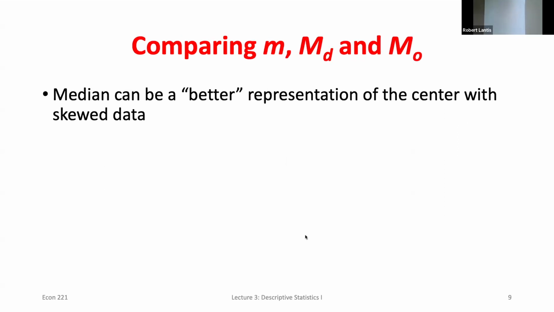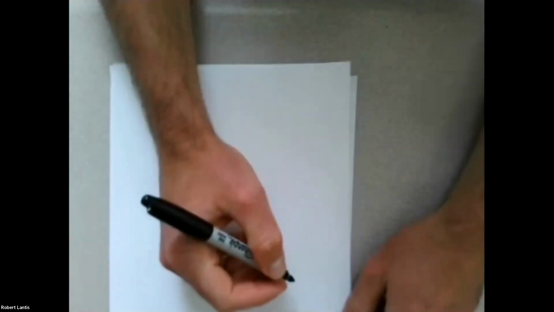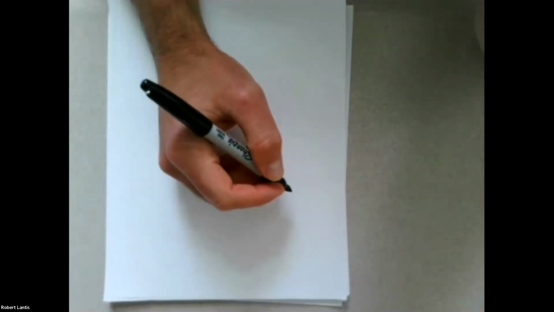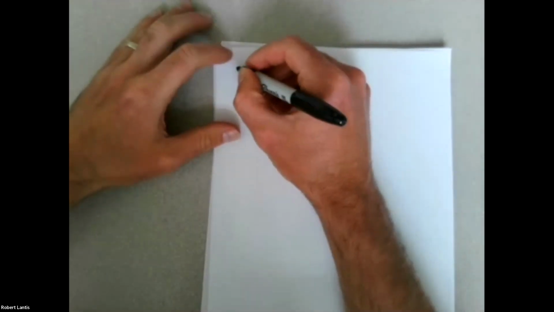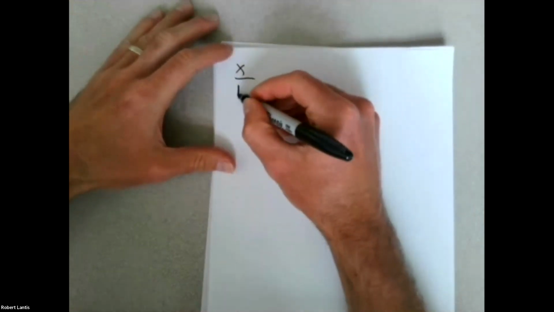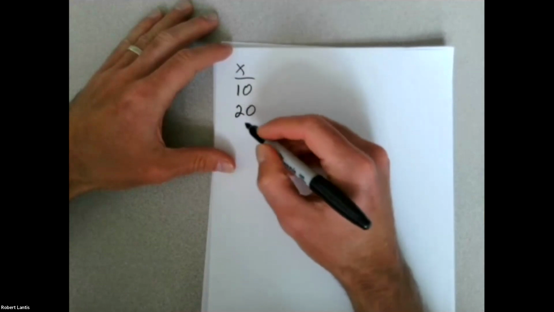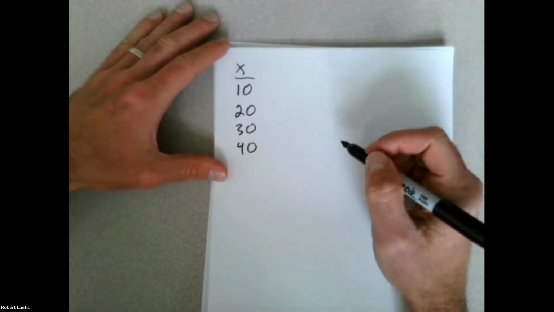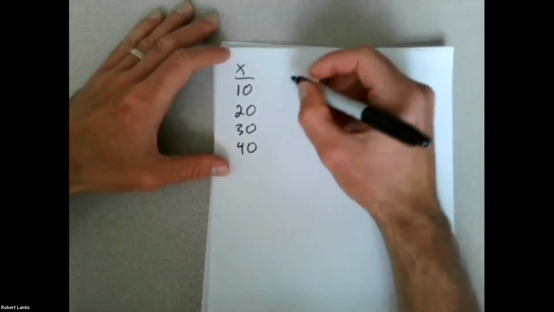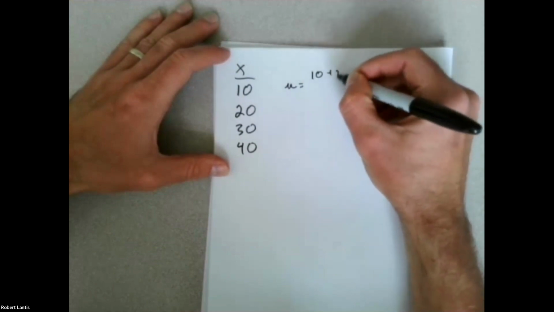So if we want to compare the mean, the median, and the mode, I'm going to draw this out. Let's say I've got some X values. Let's make it easy on myself: 10, 20, 30, and 40, right? So I add these numbers up. I want to find my mean. I add those numbers up.